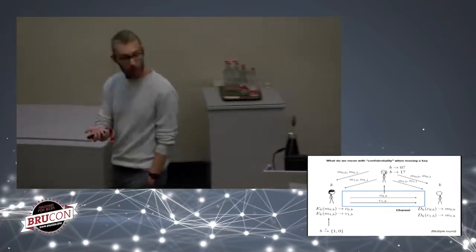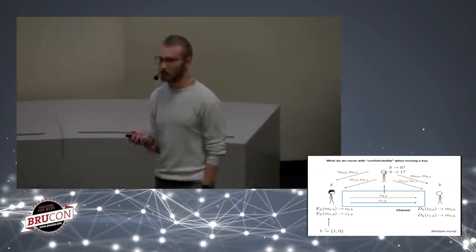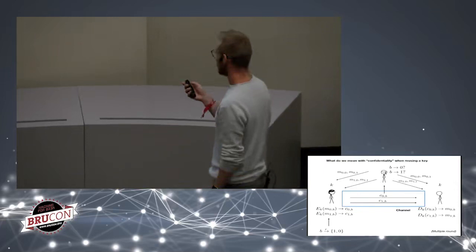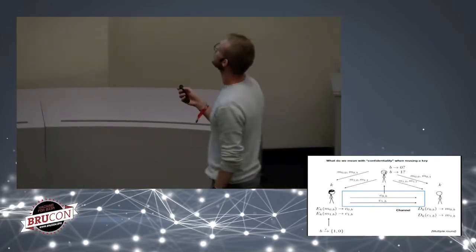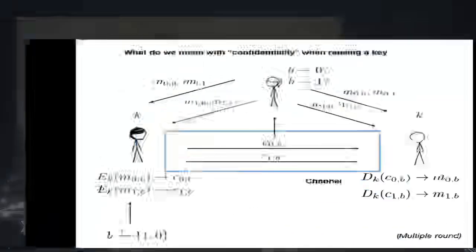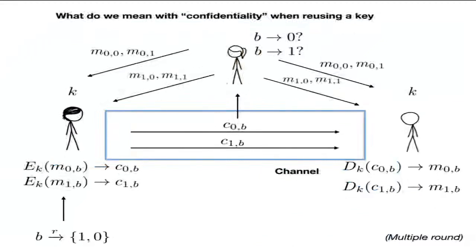So let's go a step further. Let's extend on this existing model. What does confidentiality mean when we are reusing the key, meaning that we are going to encrypt more than one message? Okay, let's go over this step by step together. So we have here again the same setup. We have Alice, and we have Bob on the other side, the two parties which will exchange messages. And we have Eve here in the middle.